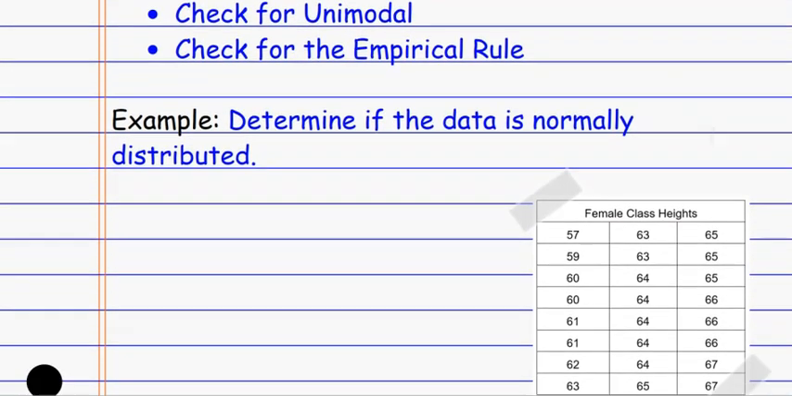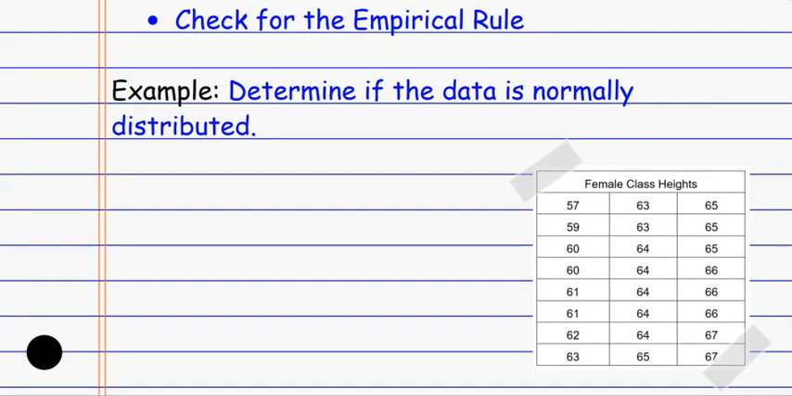For example, when I look at this one, I want to determine if the data is normally distributed. And so I have a fairly small data set here. It looks like the heights of girls in a class. And I want to know if this data is normally distributed. And so the first thing I might want to do is check the shape of this thing a little bit. And I could find the mean and the median and that kind of stuff, which would help me predict the shape.